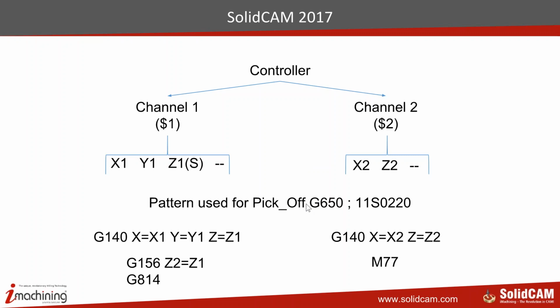G650, used for pickoff. When you bring the sub spindle, catch the part, use the cutoff, and transfer the part, take the part with the sub spindle. So Z1 here is used as superimposition. It will superimpose its position on Z2.